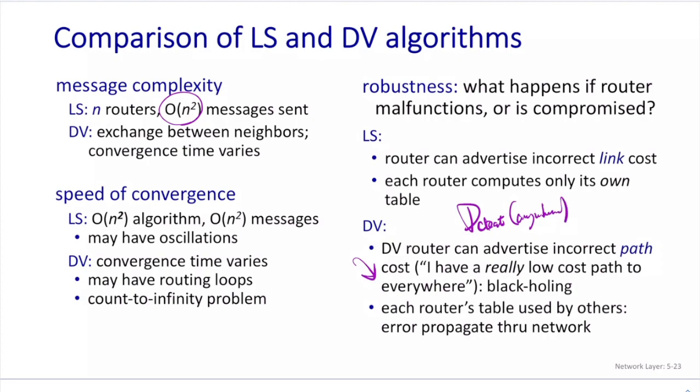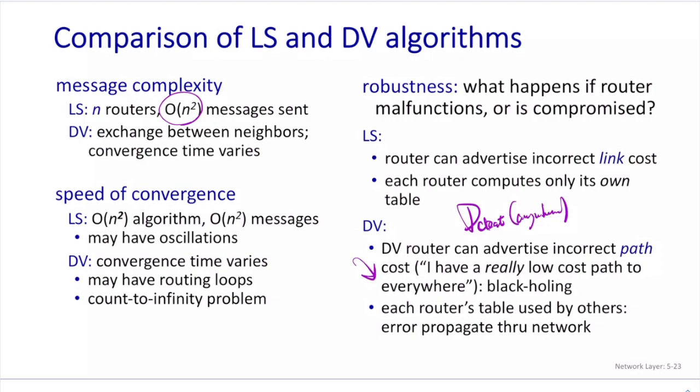So the cheater will become a sink because all the routers will believe the cheater has a very low cost path to anywhere. So all the packets will be forwarded to the cheating router. But of course, it is very dangerous to broadcast such kind of information.